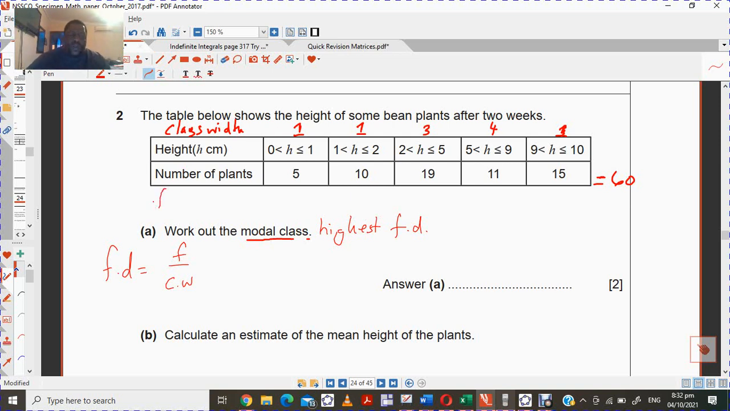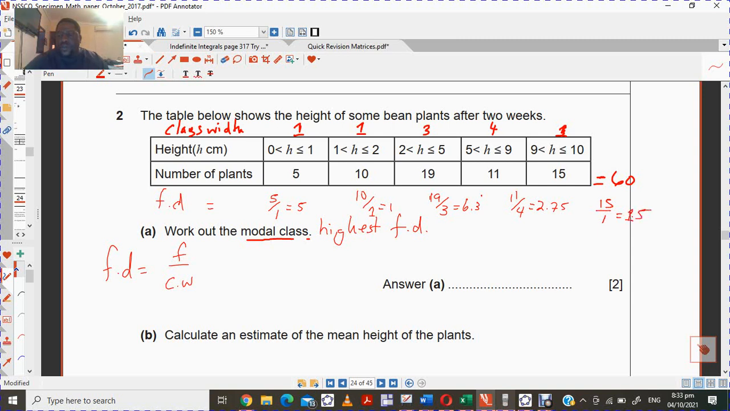So here I'm going to calculate the frequency density for each. This one, for example, will be the frequency, which is 5, divided by 1, which gives you 5. Here, it will be the frequency, which is 10, divided by 1, which is 10. Here, I'm going to have 19 divided by 3. Well, 19 divided by 3 gives you 6.3333 recurring, so it's about 6.3. This one here will be 11 divided by 4, which is 2.75. And the last one here will be 15 divided by 1, which is 15.